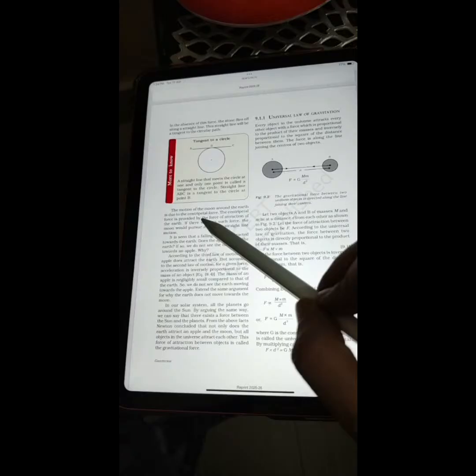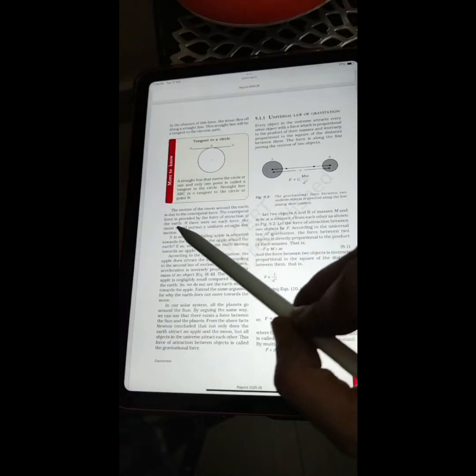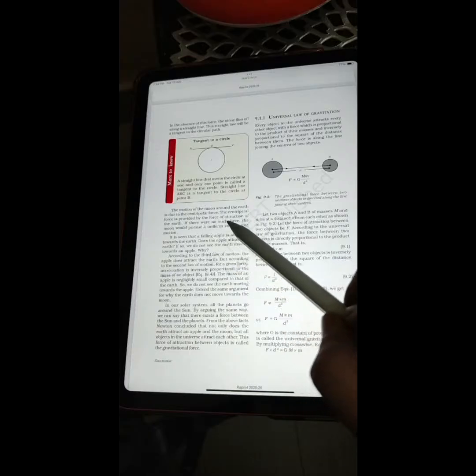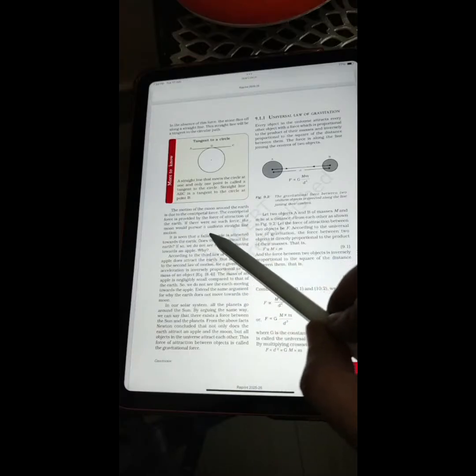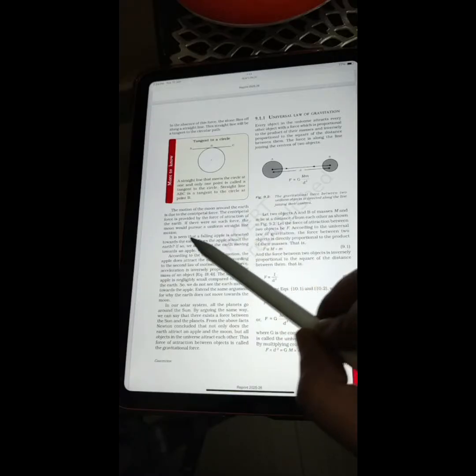The motion of the moon around the earth is due to the centripetal force. The centripetal force is provided by the force of attraction of the earth. If there were no such force, the moon would pursue a uniform straight line motion.